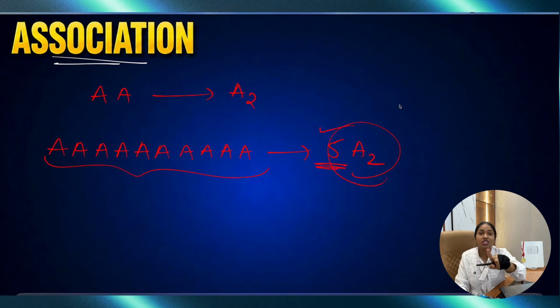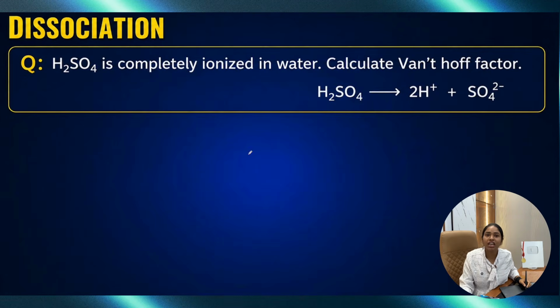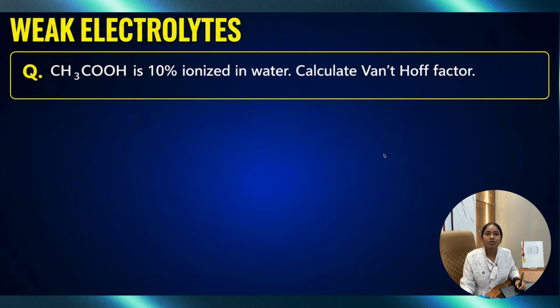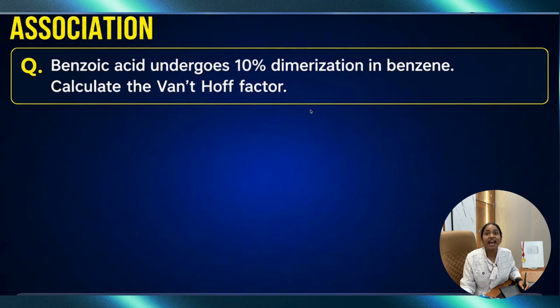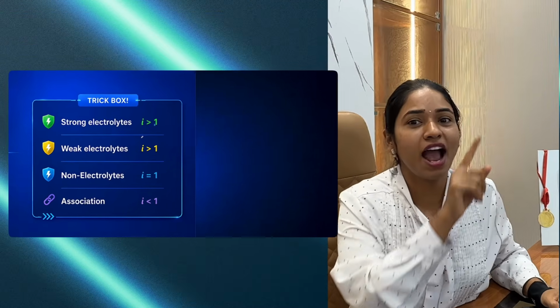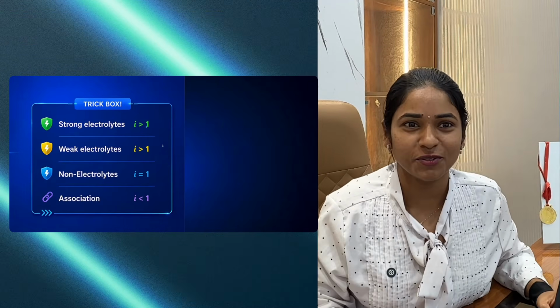In the case of association, what is the formula you have to use? i is equal to 1 plus (1/n − 1) times beta. Now, I am going to give you 3 questions. This is question number 1, this is question number 2, this is question number 3. Try these 3 questions and let me know your answer in the comment section. In the next video, I will post the 3 answers for you.